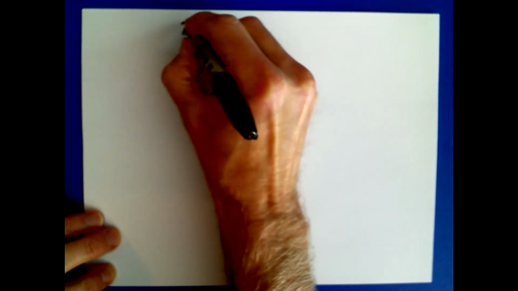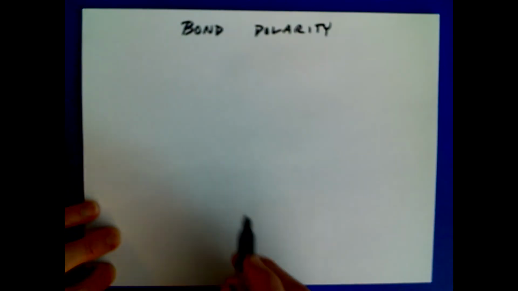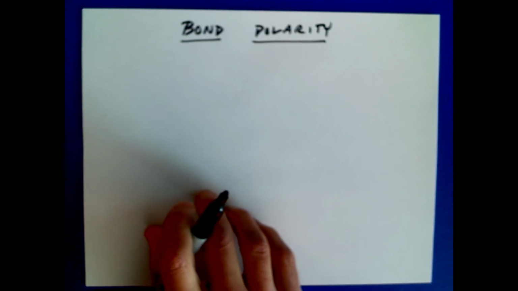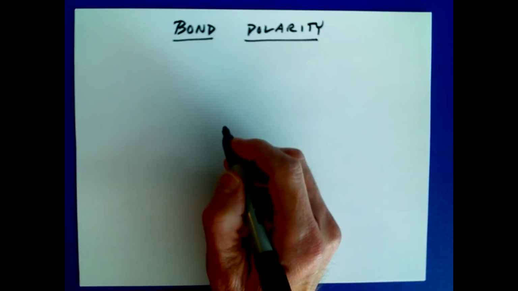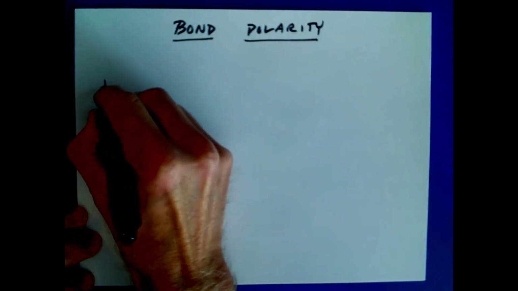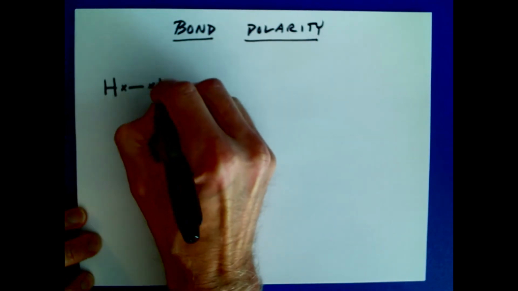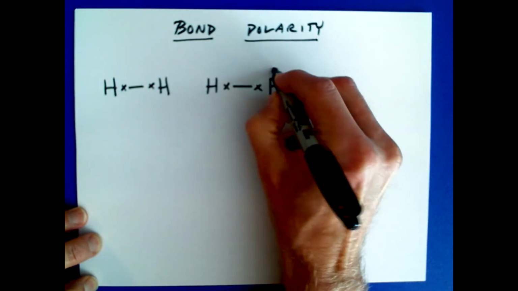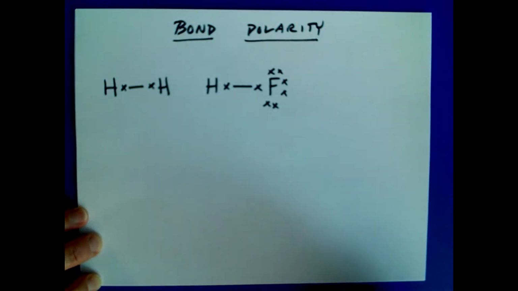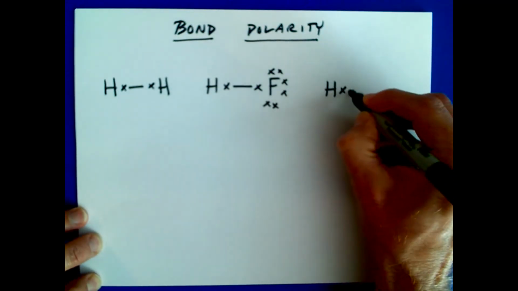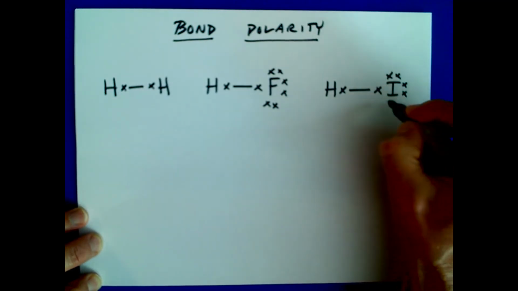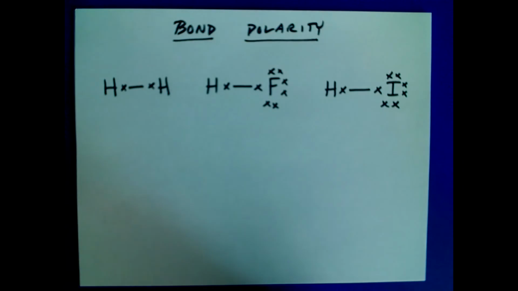In this video, we're going to cover the concept of bond polarity, which arises in covalent bonds in which atoms that have different electronegativities share electrons. So let's consider, for example, the bond that forms between two hydrogen atoms, between an atom of hydrogen and an atom of fluorine to form hydrogen fluoride, and the bond that forms between an atom of hydrogen and an atom of iodine to form hydrogen iodide. These are all covalent bonds.